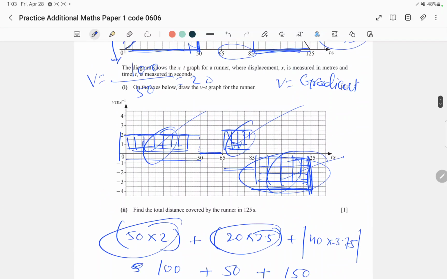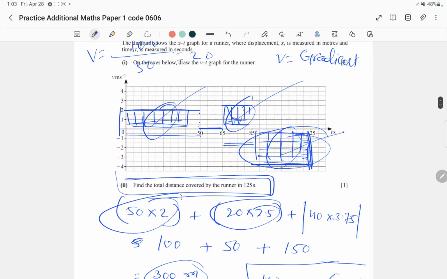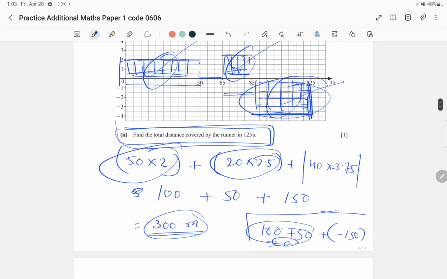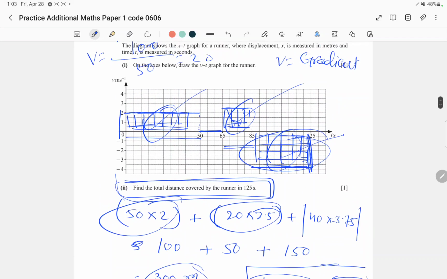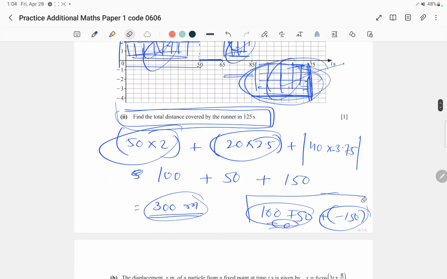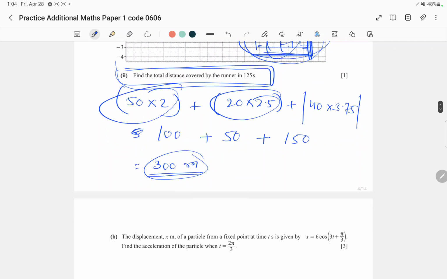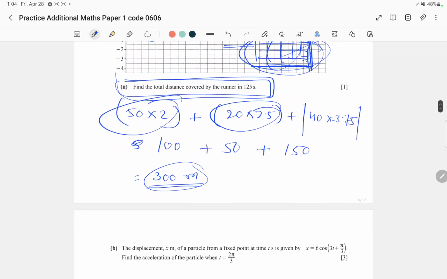So if someone will ask, find the total distance covered by this, so answer is 300. Find the total displacement covered between 0 to 125, then answer is 0, because this is 150 and this is 150. Or you can say area of these two are equal to area of this, and these two are positive, this is negative, so displacement should be 0. Okay, by the way, the question is based on distance, not displacement, but be careful. Maybe if they will ask you displacement, then you have to work accordingly.